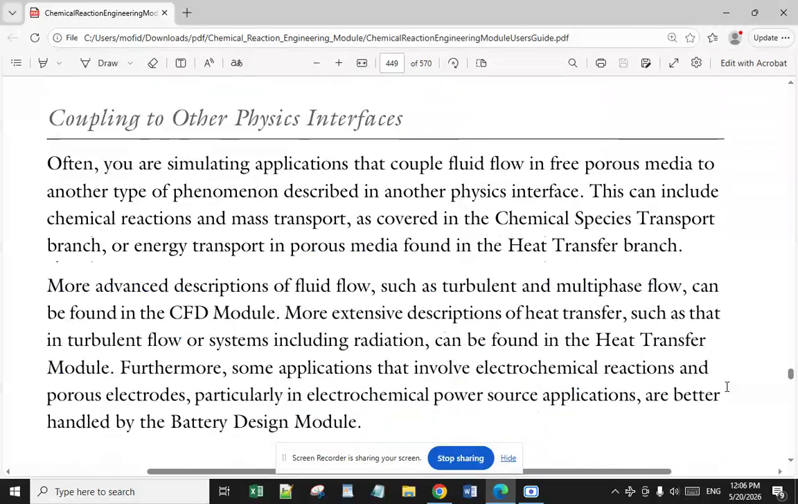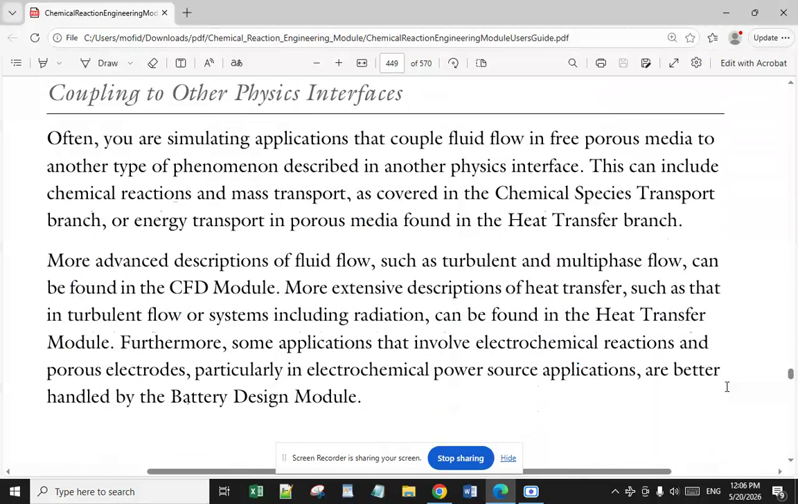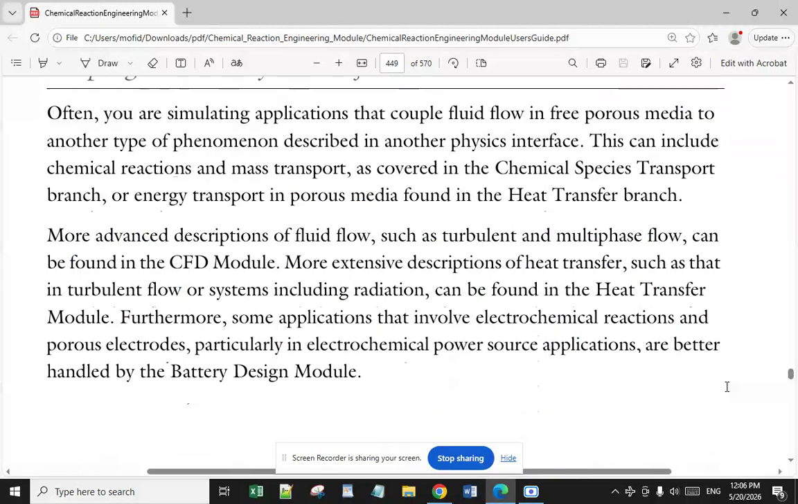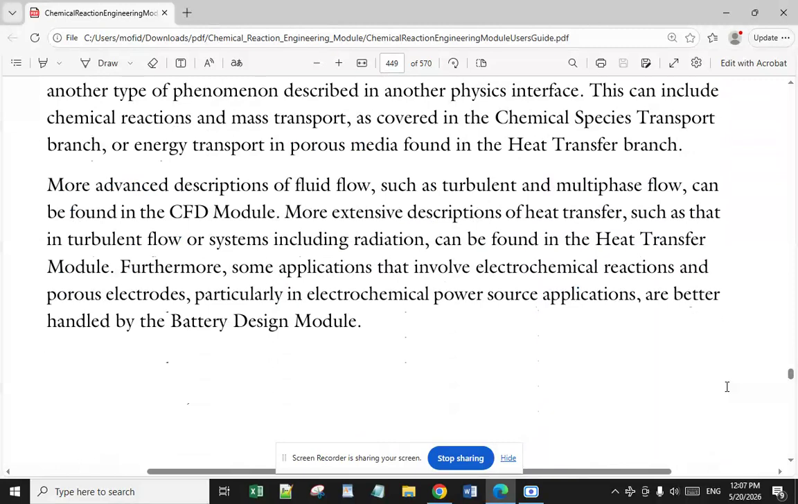Now I want to go through the coupling to other physics interfaces. Often you are simulating applications that couple fluid flow in free and porous media to another type of phenomenon described in another physics interface. This can include chemical reactions and mass transport as covered in the Chemical Species Transport branch, or energy transport in the porous media found in the Heat Transfer branch.